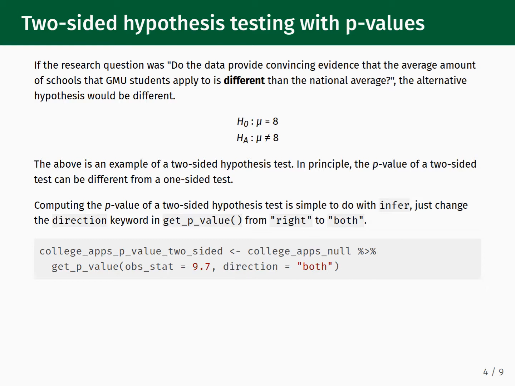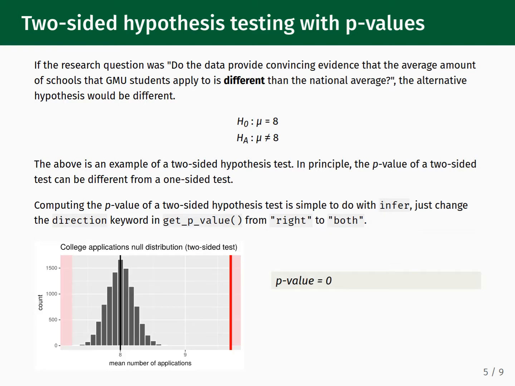The visualization of the two-sided hypothesis test looks like this. The histogram showing the null distribution is the same as before, but with the two-sided hypothesis test, we now see two shaded red regions instead of one. Like before, the p-value is 0, so moving to the two-sided test has not changed our calculated p-value. For a significance value of 5%, we reject the null hypothesis and conclude that the data provide convincing evidence that the number of schools GMU students apply to on average is different from the national average of 8 schools.